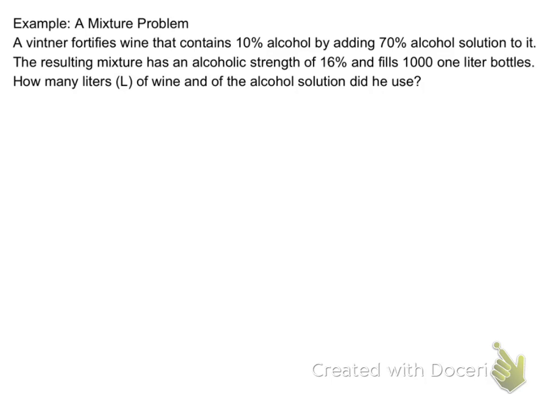Now, what does that mean? What if I use x as my wine and y as the alcoholic solution added to it? x liters plus y liters will have to equal 1,000, right? You can have 500 and 500, you can have 400 and 600, that's fine. But at the end, you have to total up 1,000 liters. So we took care of the amount.